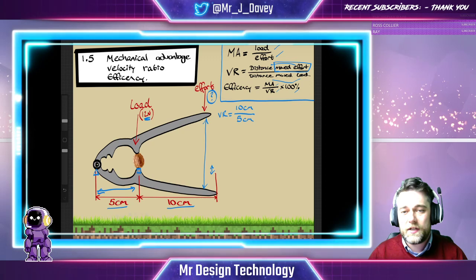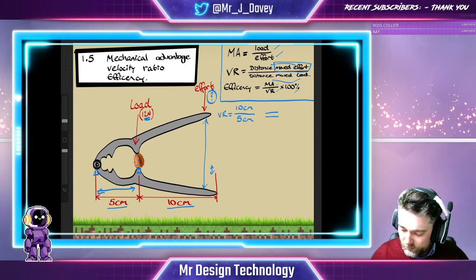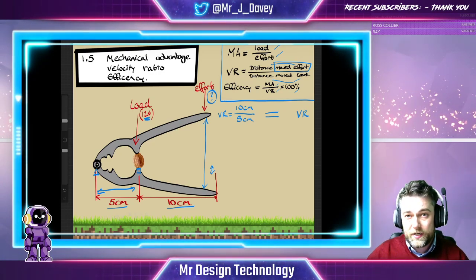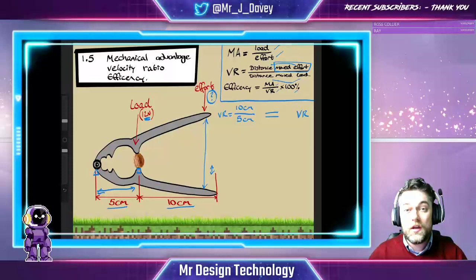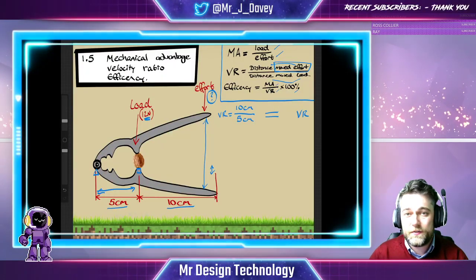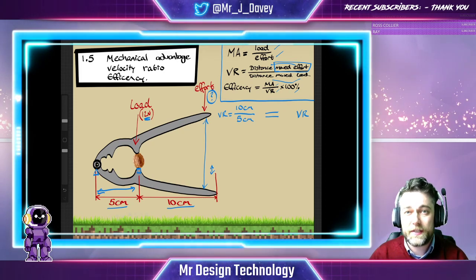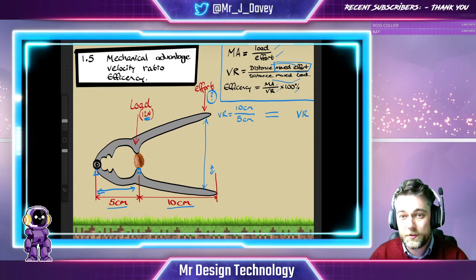Now I'm going to give you guys at home an opportunity to answer that for me. So there's my equals, and then we'll put our velocity ratio there. Okay, you guys can crunch the number. Okay, brilliant. Hopefully you've done that at home now. And don't forget, if you need a bit more time, feel free to pause and allow yourself a little extra time to crunch those numbers.